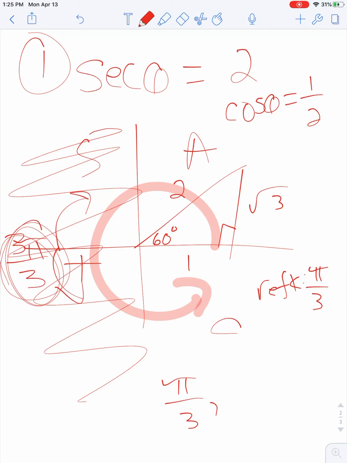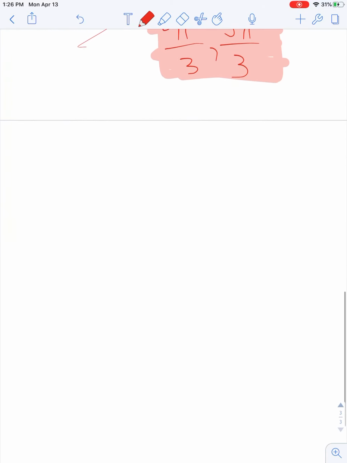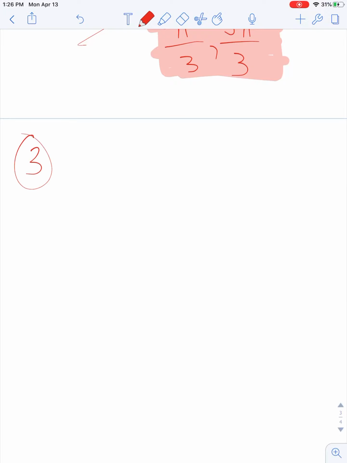So I need a 3 in the bottom. I'm going to make this 6 pi over 3. Whoops, I just went over 6 pi over 3. And so if I go all the way around, I'm at 6 pi over 3. I'm 1 less, so that's going to be 5 pi over 3. 1 more, 1 less. 1 more, 1 less. That's always what it's going to be. When we're finding an angle, how many answers are we going to get? We're going to get 2 answers almost every single time, unless it's a unit circle type situation.